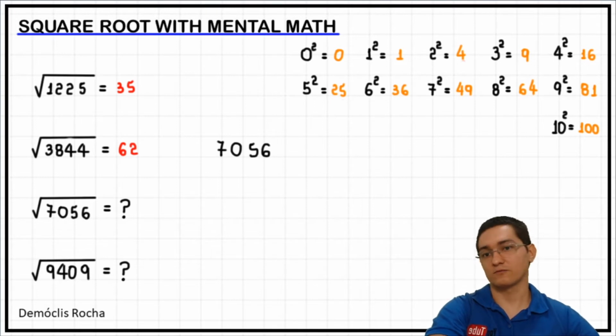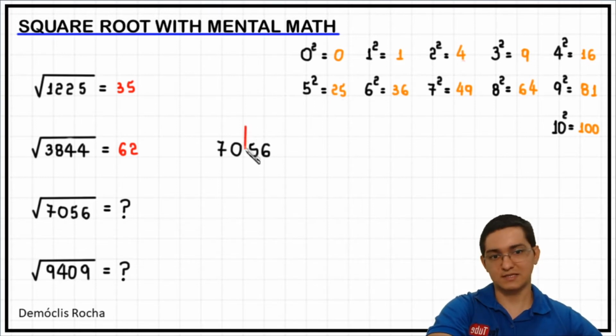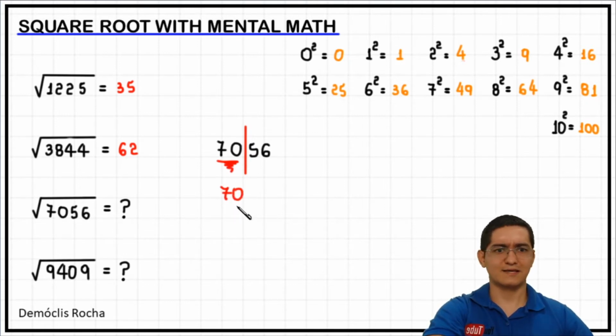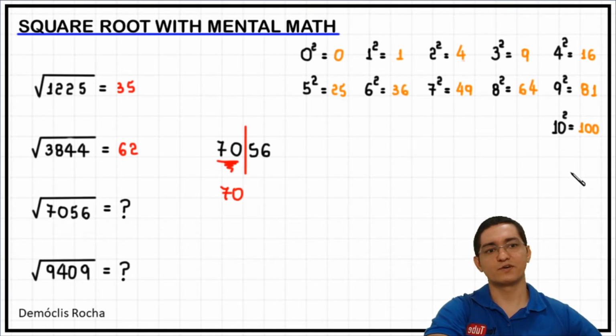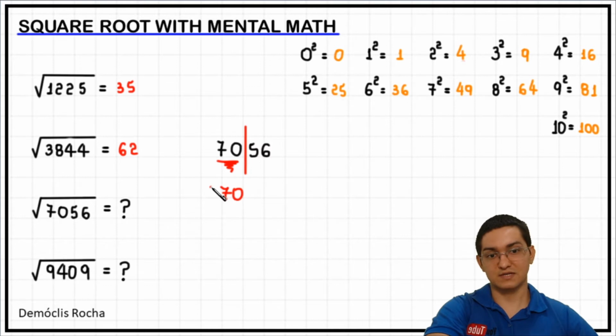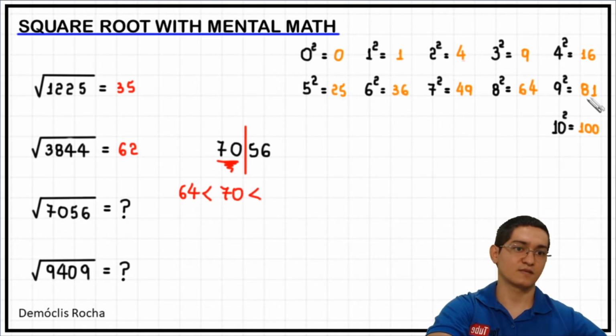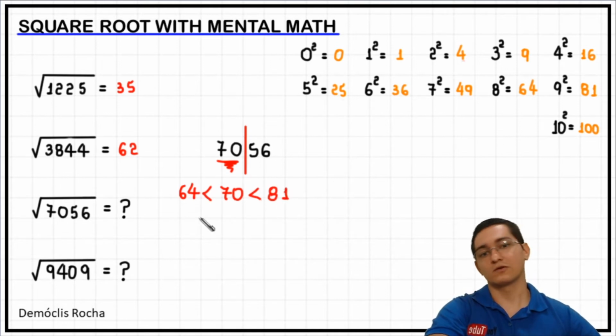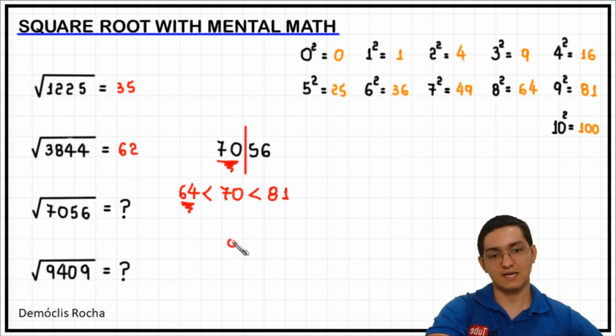So like I was telling you, we separate the digits like this and we look at these first two digits. Here we have the number 70. Okay, let's locate it between two perfect squares from these results here. You may have noticed that 70 is greater than 64 and it is less than 81. So we look at the smaller number, which is 64. Since it is the square of 8, the tens digit is 8.